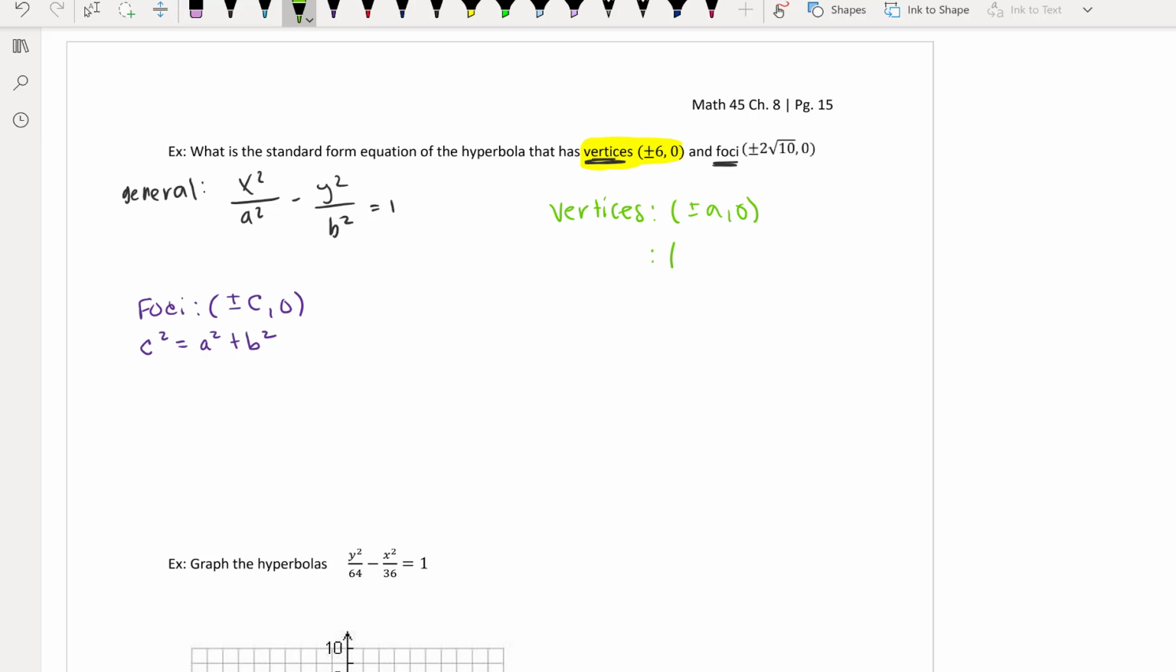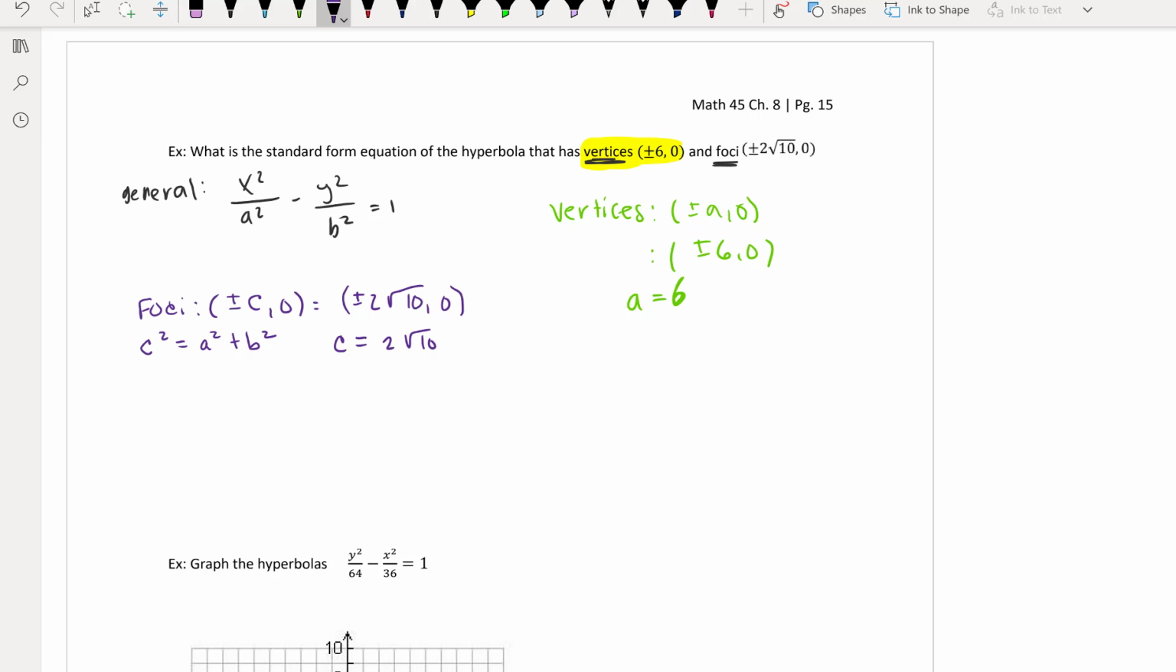So I know that for my vertices, I have plus or minus 6, 0. So that tells me that my a value is going to be 6. Okay. And I also wrote down my formula for my foci. So here for my foci, I have plus or minus 2 square root 10, 0. So that foci tells me exactly what my c value is. So that tells me that my c value is 2 square root 10.